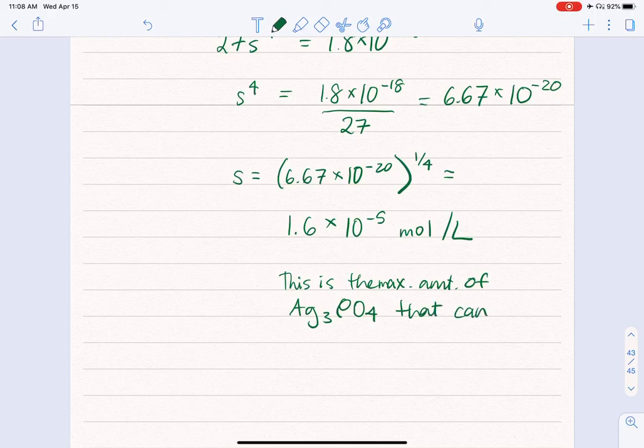So I hope that showed you how you can calculate solubility from solubility product and vice versa.